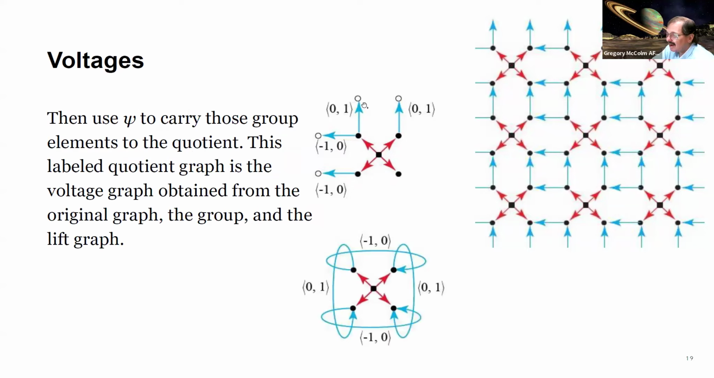And then I plop those instructions on the corresponding edges in the quotient, and the result is a critter called the voltage graph. This voltage graph is, in essence, a way to get the tile together with instructions on how to tile the entire graph. So the voltage graph will represent the original crystal structure.